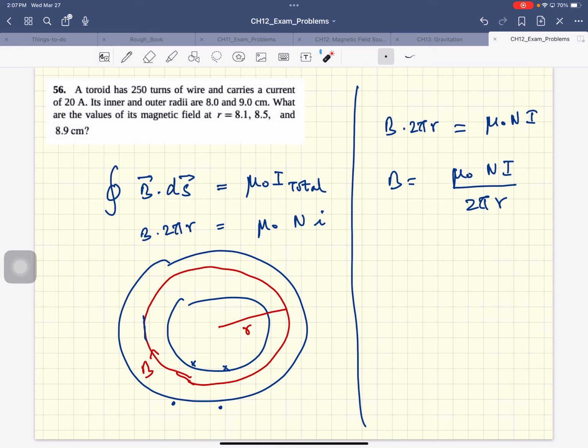Now, generally, the thickness of the toroid is small compared to the size of the entire toroid, and so it's essentially uniform. But you saw that for the tokamak, that's a fairly large volume. So the strength of the field does decrease as you go out. All right, so now we'll calculate for various radii. They want you to calculate for various radii: 8.1, 8.5, and 8.9 centimeters. We'll calculate it for 8.5 centimeters.